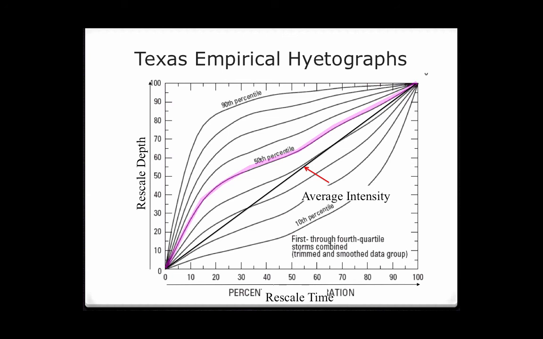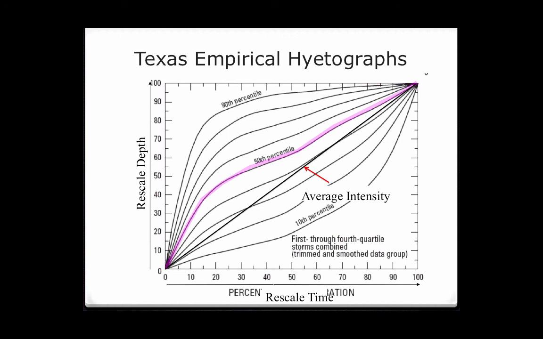But it's possible. Okay, the magenta line is one of 2 recommended ones in that report that I showed you the cover of. This is the median storm. So half of the observed storms in the study plotted above that magenta line and half below. So the magenta line is kind of like an average or a typical one. And let's look at what the typical one does.